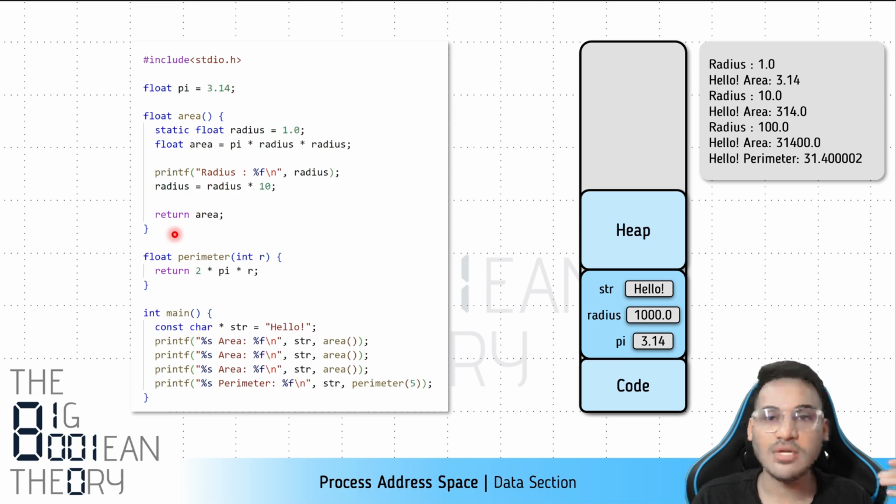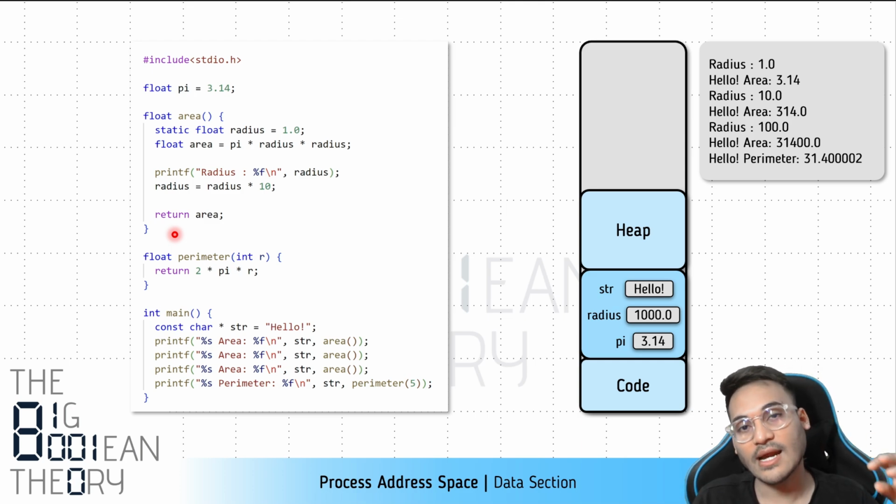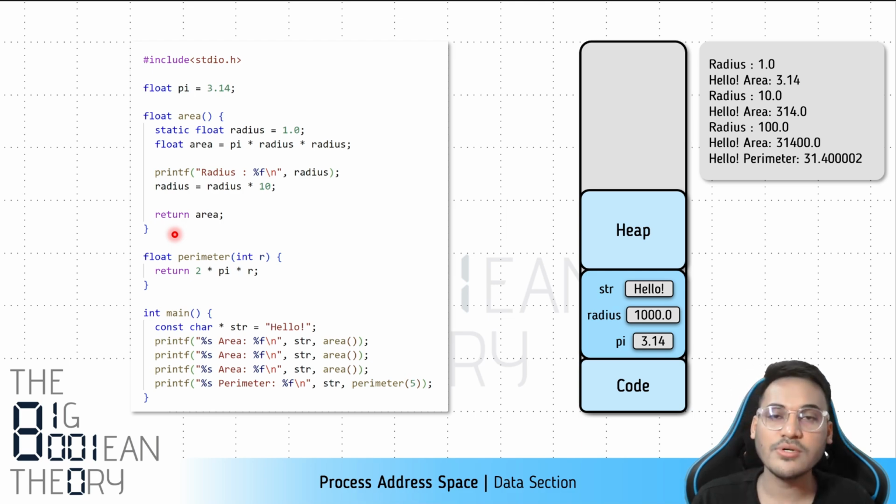So guys, this was it for this video. In this video we talked about how the data section is used, what are the different objects that go onto the data section, how it is a place for variables which are statically allocated, right? So this was it for this video.